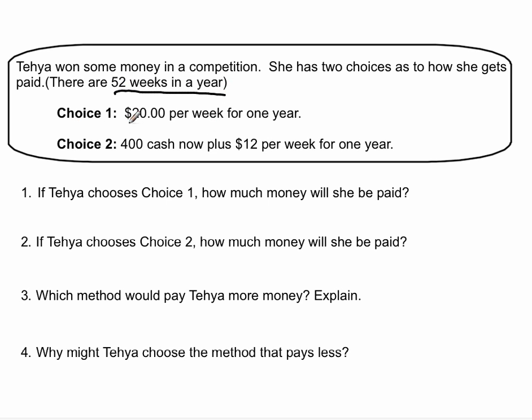So in choice number one, you get $20 per week for 1 year. And then in choice number two, you get $400 now, and plus $12 per week for 1 year. So in choice number one, $20 per week for 1 year. If there's 52 weeks in 1 year, I'm going to take $20 and I'm going to times it by 52. Now when I do that, I should get 1,040. Now use your calculator.